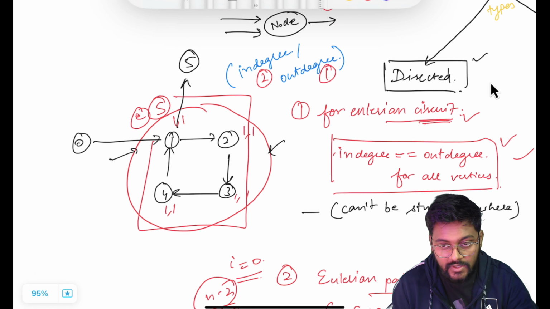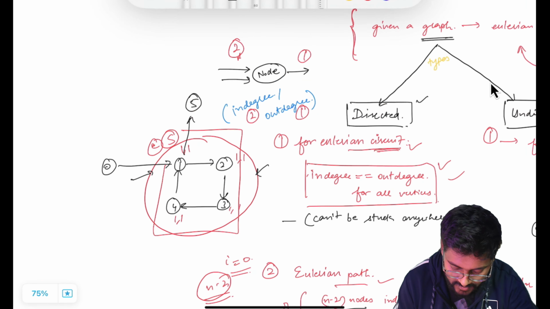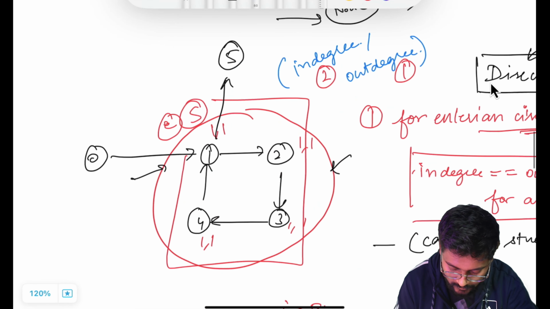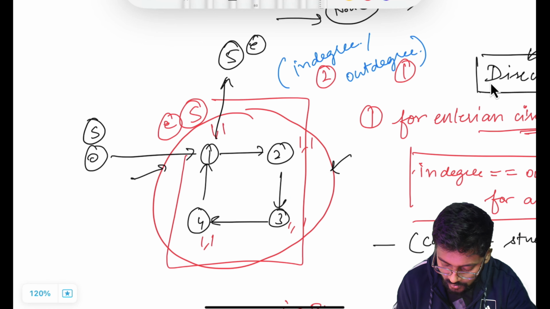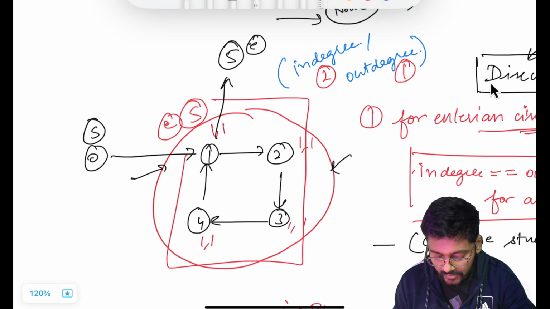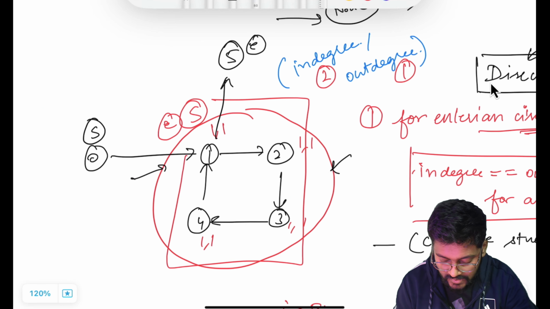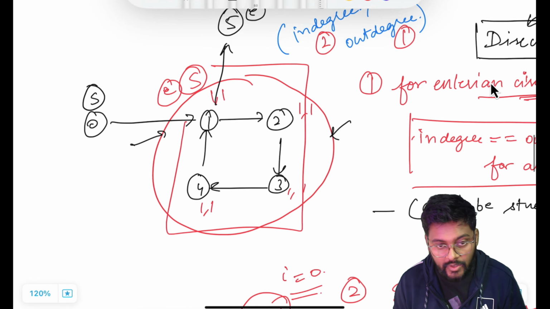Initially it was having an Eulerian circuit because source and end were at 1, and now my source is at 0 and end is going to be at 5. So from 0 to 1, 1 to 2, 2 to 3, 3 to 4, 4 to 1, and then 1 to 5. All the edges are visited only once, and the starting and ending nodes are not the same. So it will be called an Eulerian path.